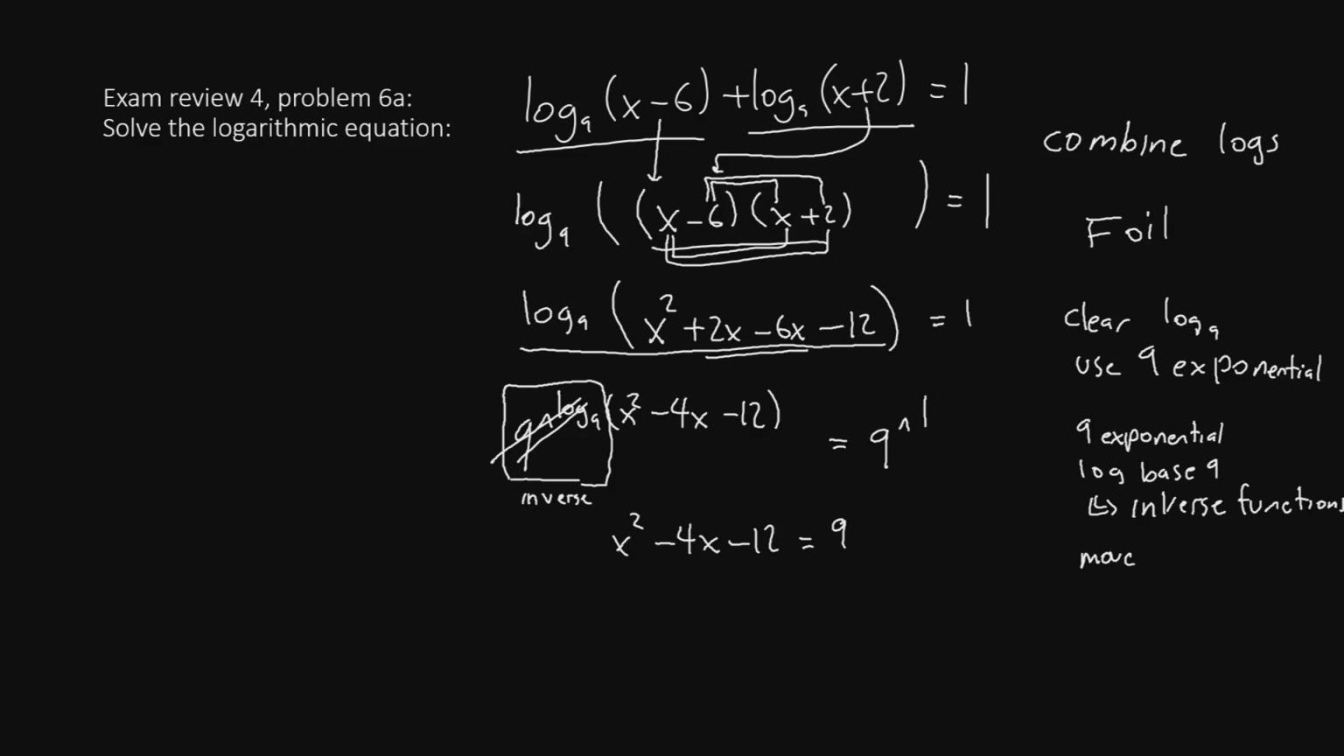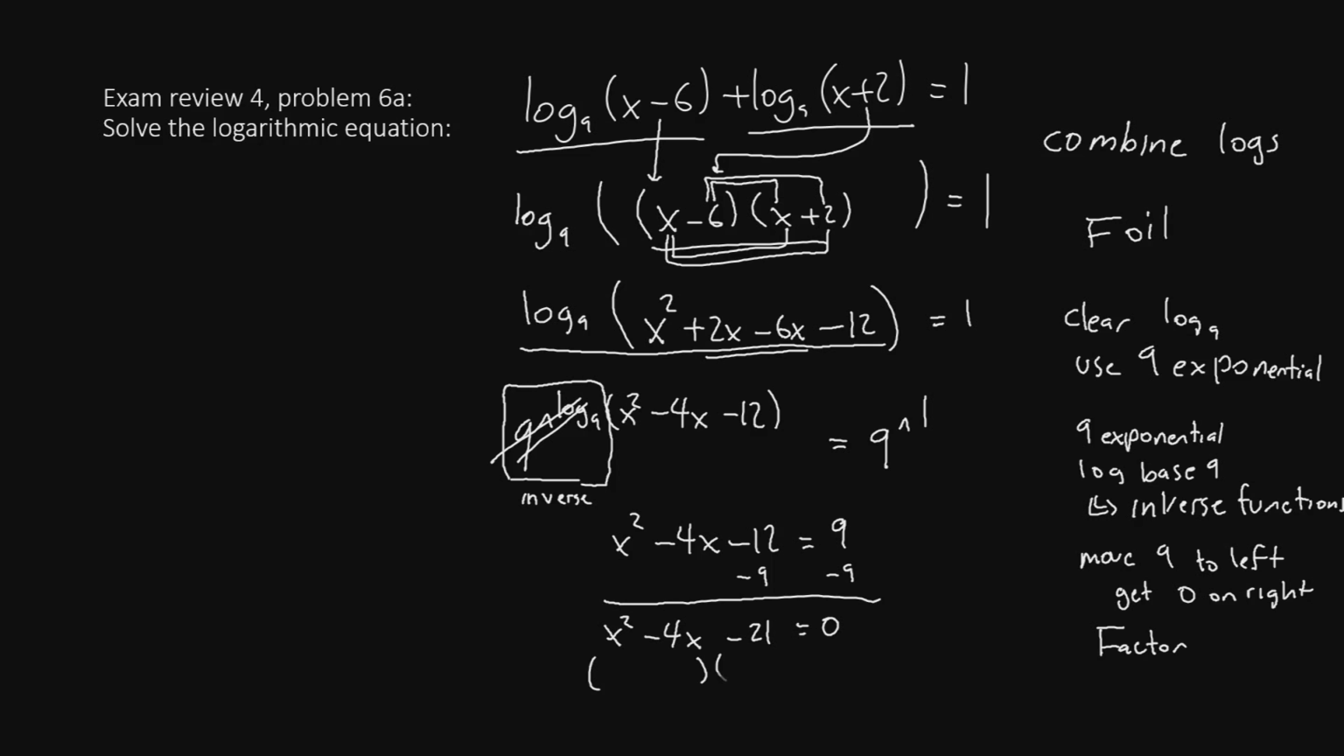Now we can move the 9 to the left because we want to get 0 on the right. You'll do this every time you have a second power equation. We'll end up with x squared minus 4x minus 21 equals 0. And now we factor that.